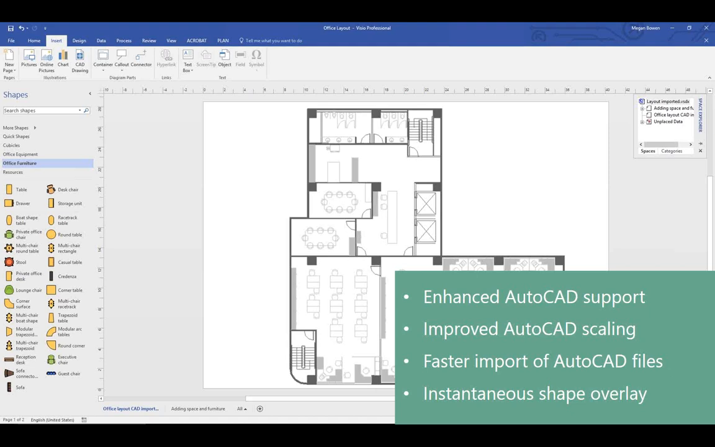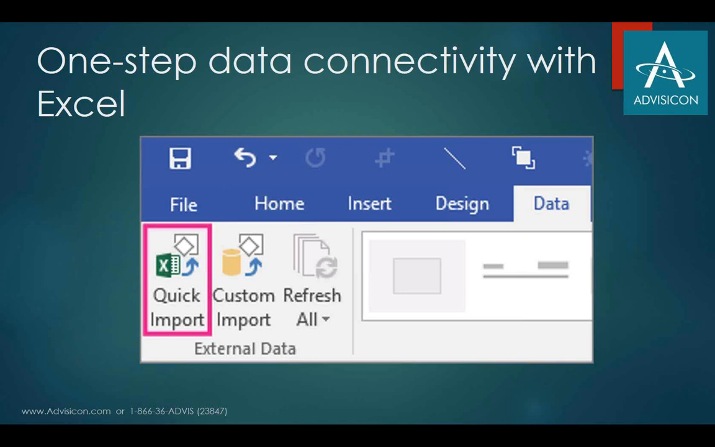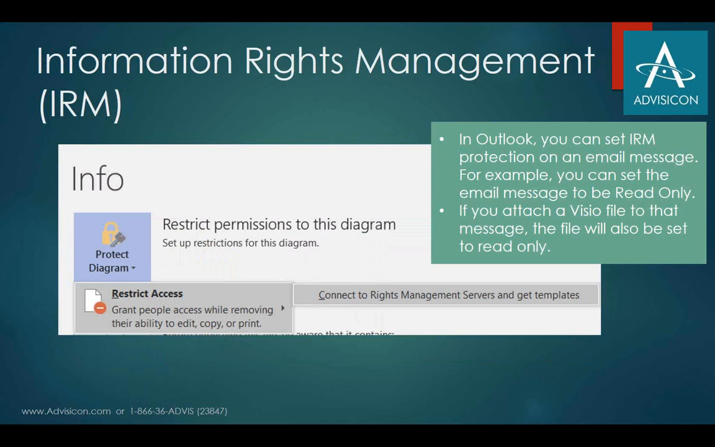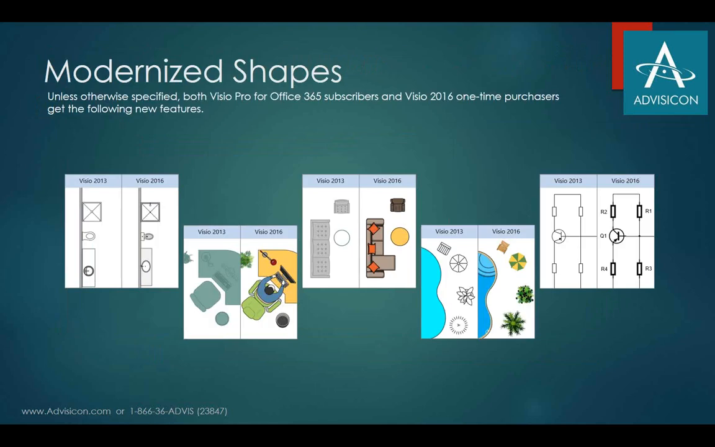Improved support of AutoCAD for those who find that useful, includes faster import of AutoCAD files and improved scaling. One-step data connectivity with Excel. So we're going to show the one-step data connectivity with Project a little bit later, but you can also do it with Excel. Information rights management. Visio will respect information rights management if you are using that functionality to restrict access to some of the information in your emails and your Visio diagrams and other types of attachments.